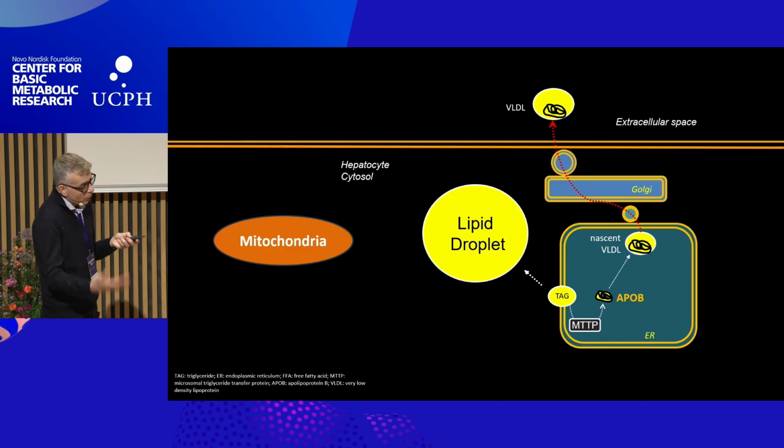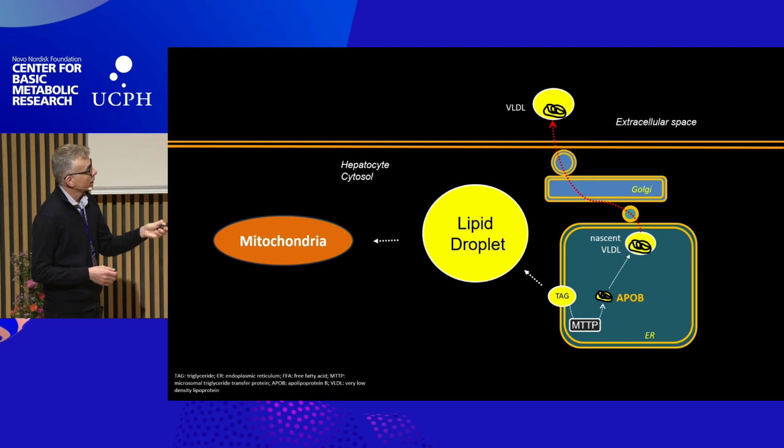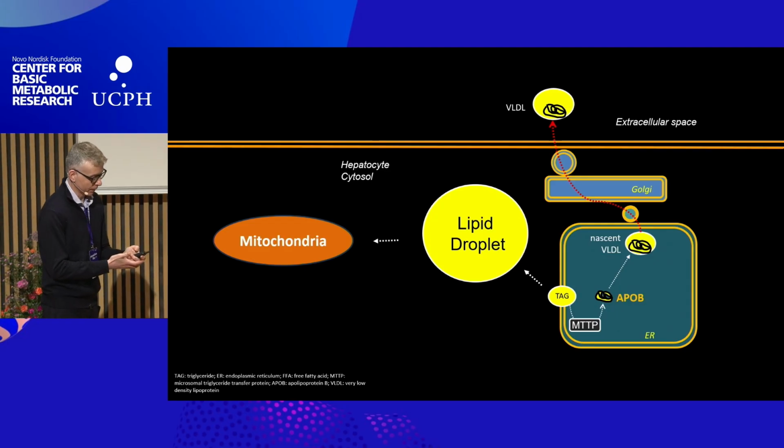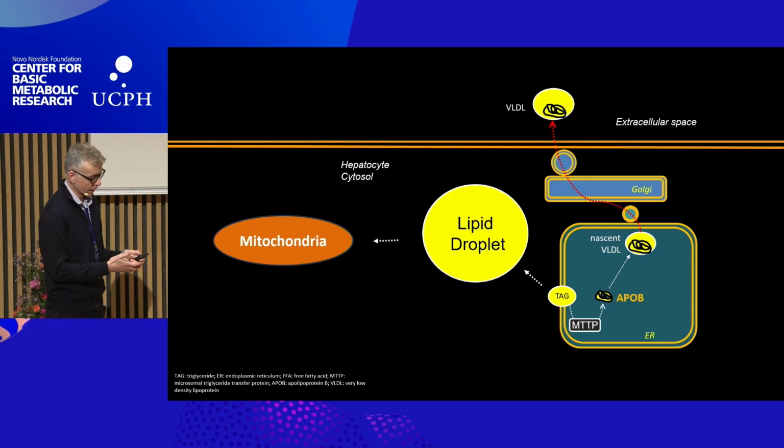However, when you have positive energy balance, triglycerides can also be stored in lipid droplets. When you have negative energy balance, fatty acids can be released from lipid droplets and be oxidized in mitochondria to generate energy. So whatever changes the balance between release from lipid droplets, beta oxidation, or VLDL secretion will affect lipid content and the outcome.